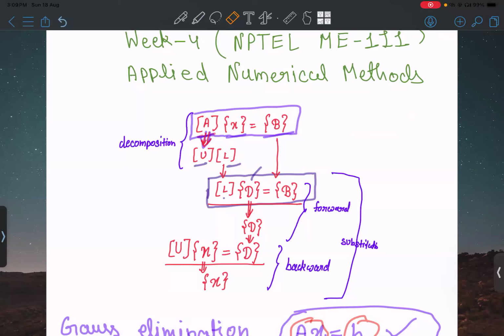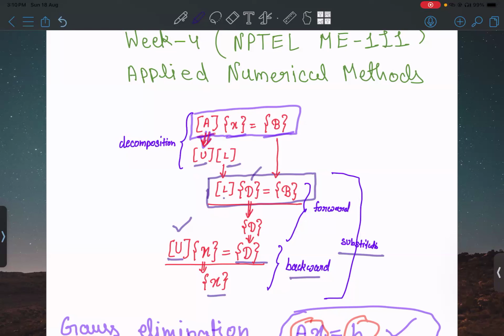Then once we get LD equal to B, we will now solve UX equal to D. See, U is what? An upper triangular matrix. So by using the backward substitution method, like we did in Gauss elimination, we can find the value of x without using any elimination.